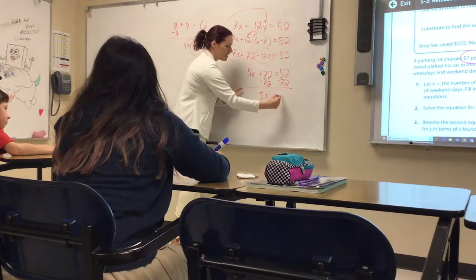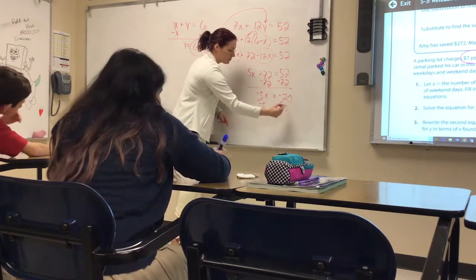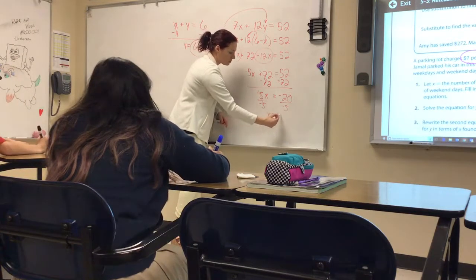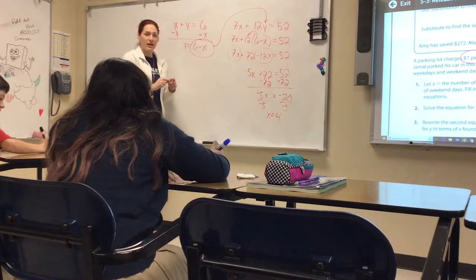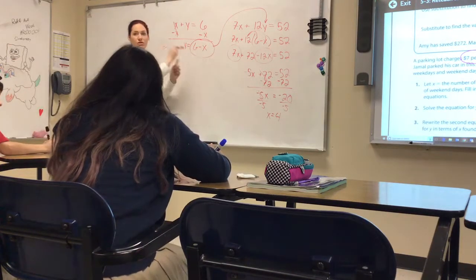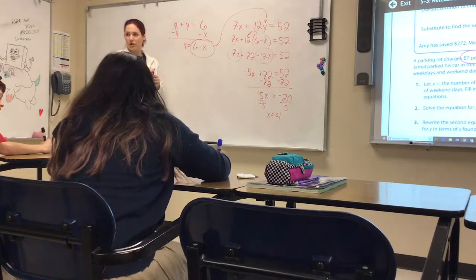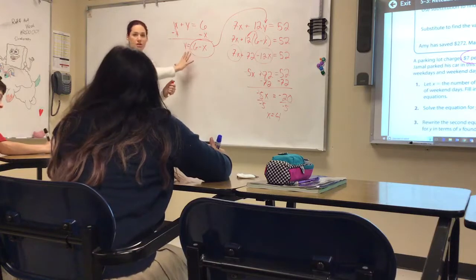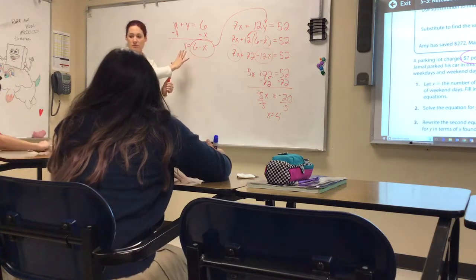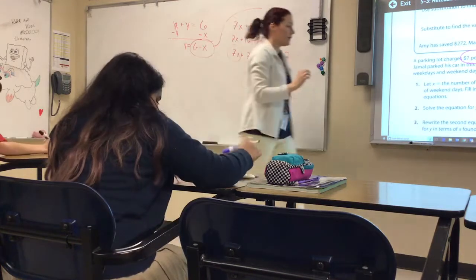Negative 5x equals negative 20. Divide by negative 5. X equals 4. And if you put that 4 back in over here, 6 minus 4 is 2. That's where that other answer came from. Do I need to do the other direction? No? Okay.